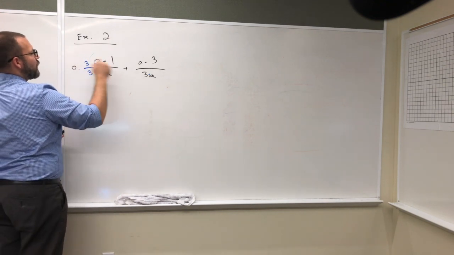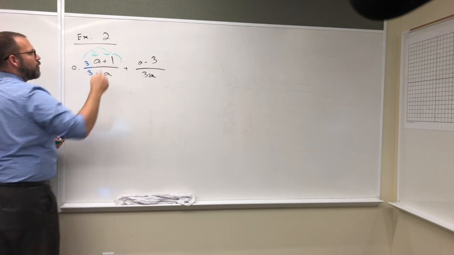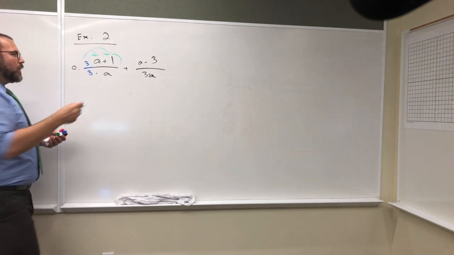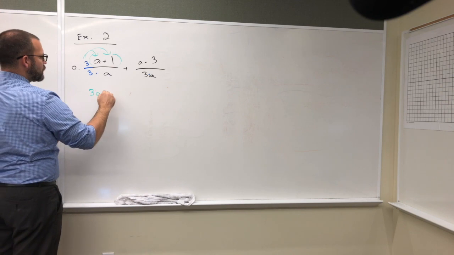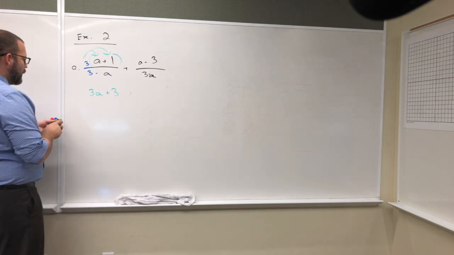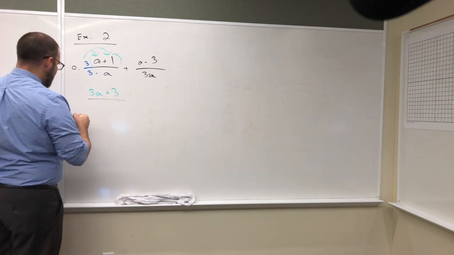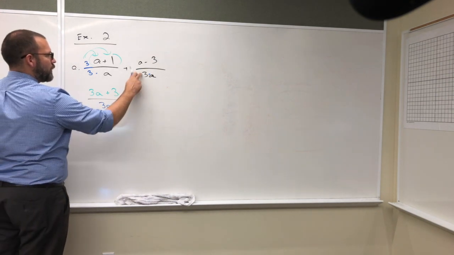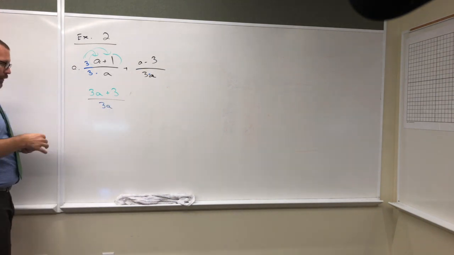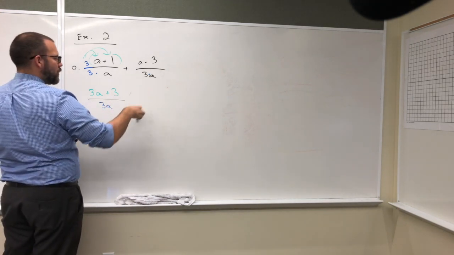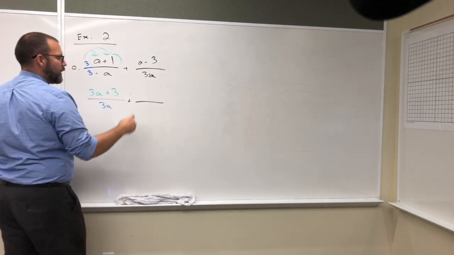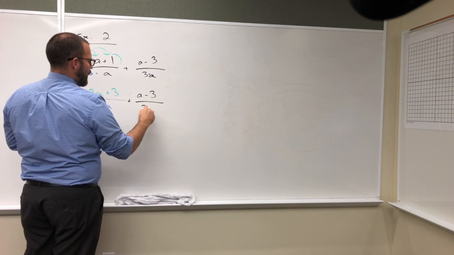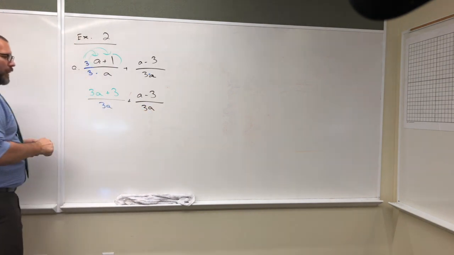Now, once I do that, whatever it is, in this case it's times a binomial, I'm going to have to distribute, right? So this new numerator is 3a plus 3. The new denominator, 3 times a, of course, is 3a. That was the whole point, to have it match that denominator. But the other fraction, since it was already over 3a, I don't need to change at all. That's just going to stay a minus 3 over 3a.